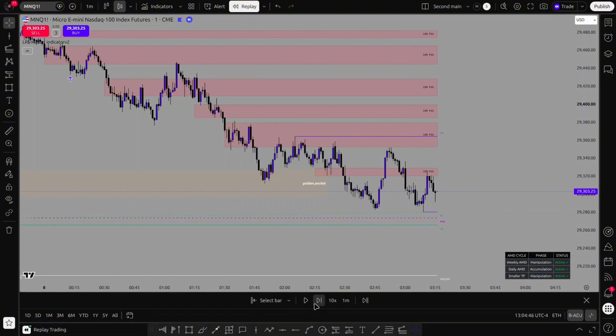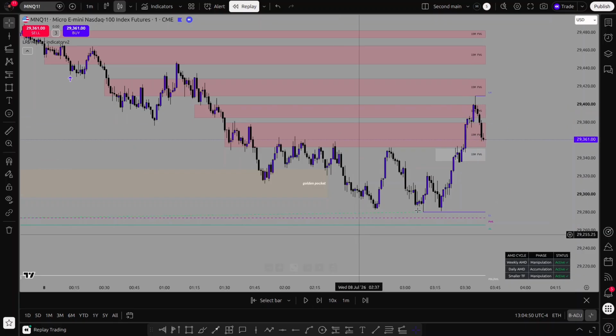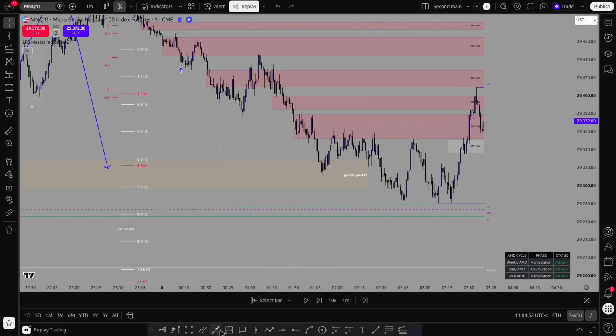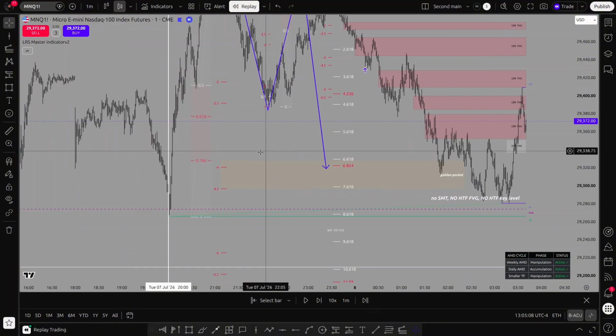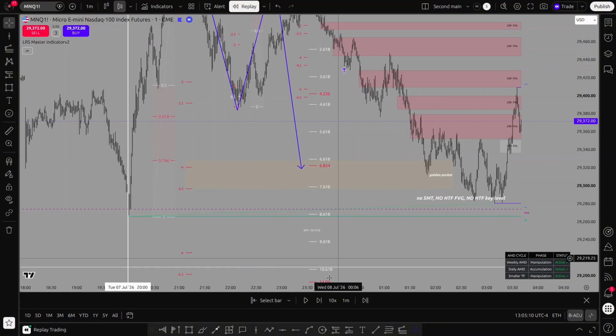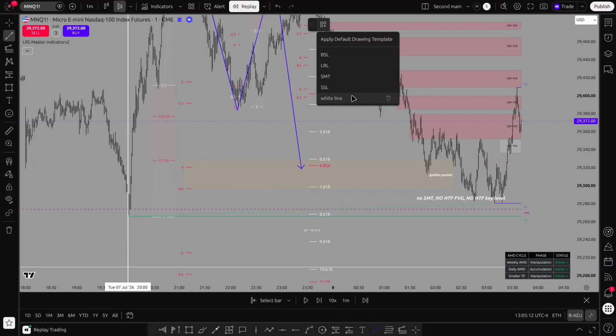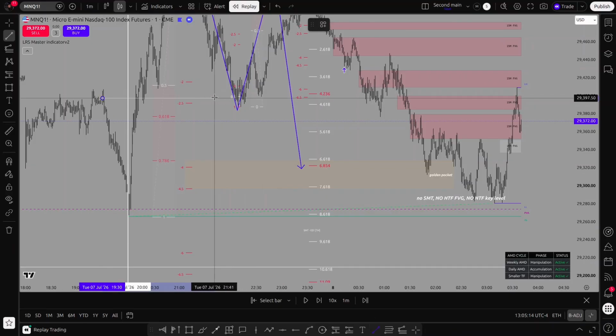We're having a small bullish reaction. But once again, what's missing here? First, no SMT, no higher time frame fair value gap, no higher time frame key level, because my changes in state delivery were all the way up here, if you remember correctly, because I know the market revisited these levels right here.